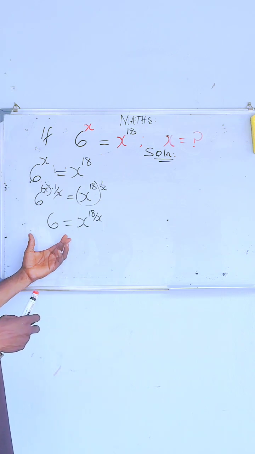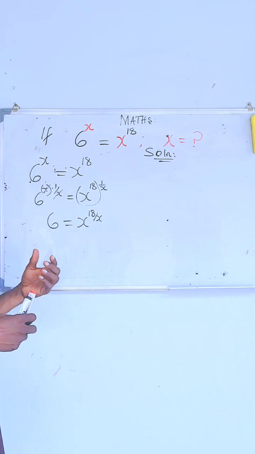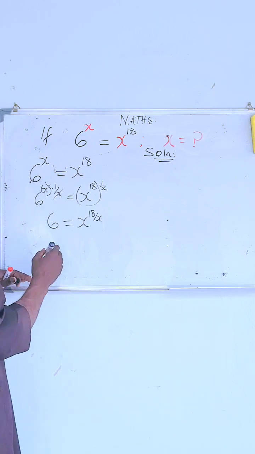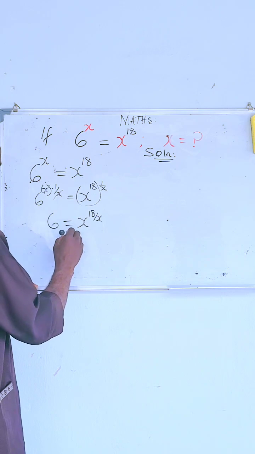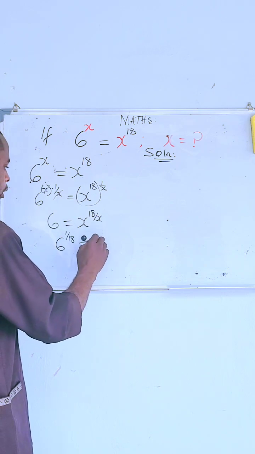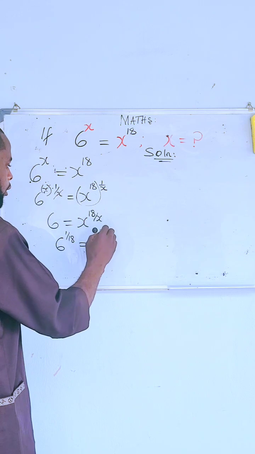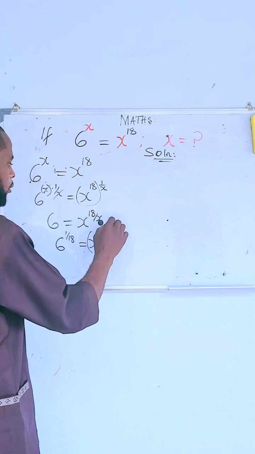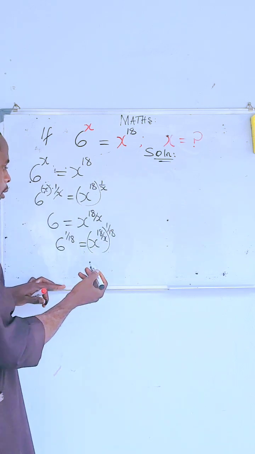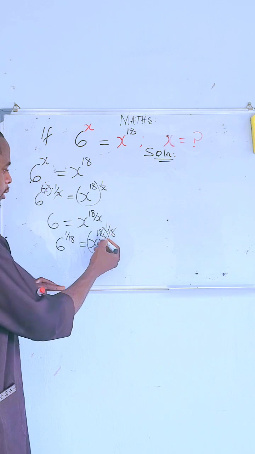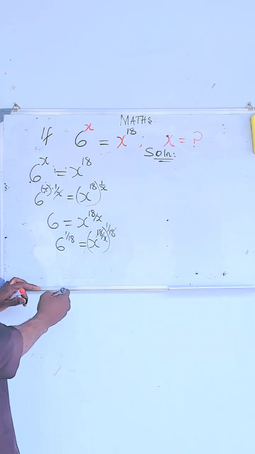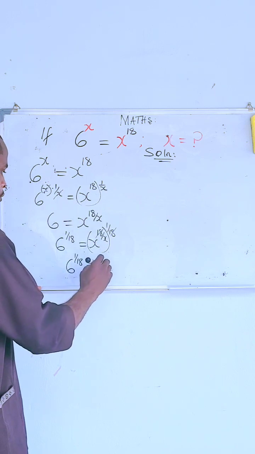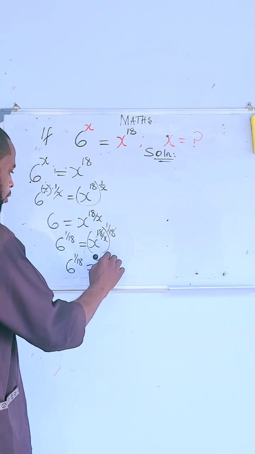Then again, I'm going to raise both sides of this equation to the power of 1 over 18. In that note, the equation becomes 6 to the power of 1 over 18 equals x to the power of 18 divided by x, then to the power of 1 over 18. Then right here, 18 will eliminate 18 here, and the equation becomes 6 to the power of 1 over 18 equals x to the power of 1 over x.